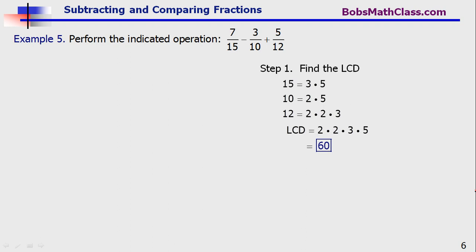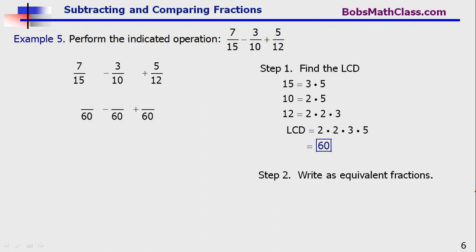That's the smallest number that 15, 10, and 12 divide evenly into. That's the lowest common denominator. This one, since it has 3 fractions and we have subtraction and addition, let's leave it horizontally. Now let's go ahead and put that 60 on the bottom below each fraction.